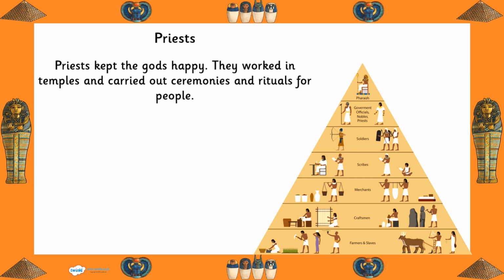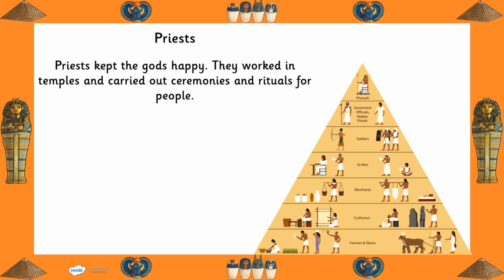Same level, again, we've got the priests, and the priests kept the gods happy. They worked in temples and carried out ceremonies and rituals for different people. Now, it's really interesting to note that priests and religion is fairly high up on this triangle, which suggests that religion was really, really important.